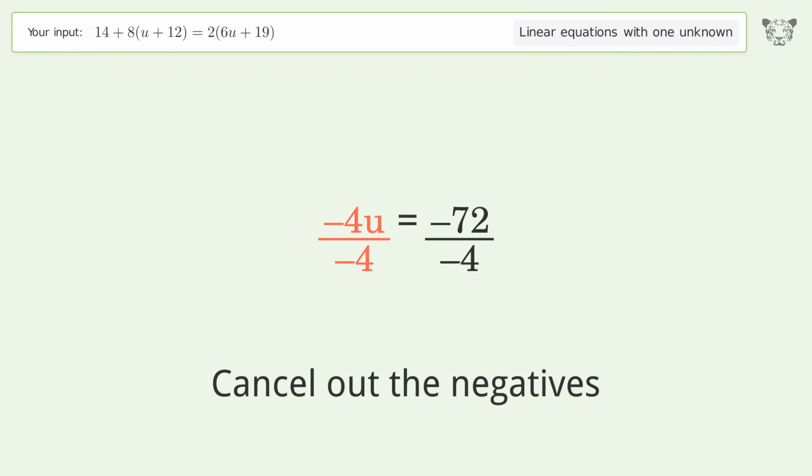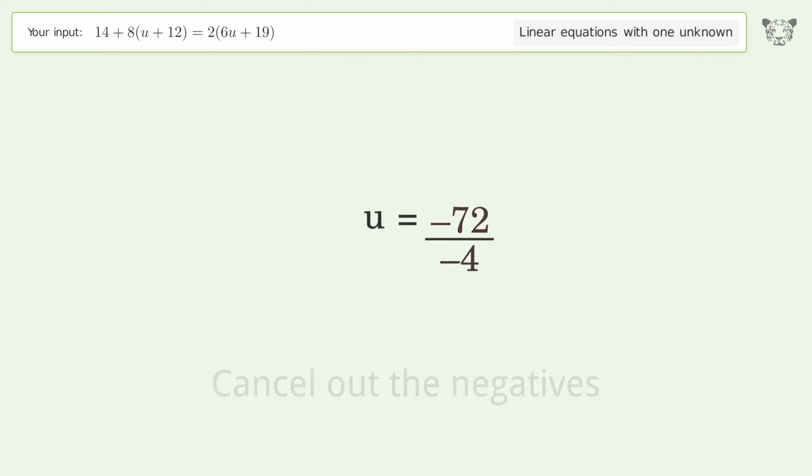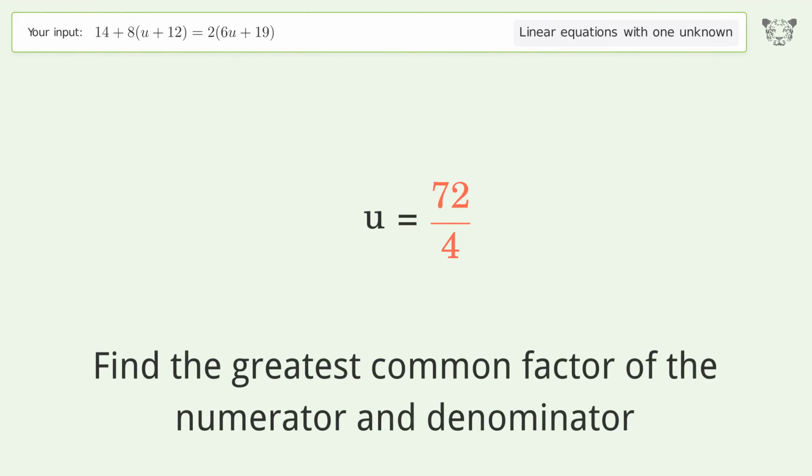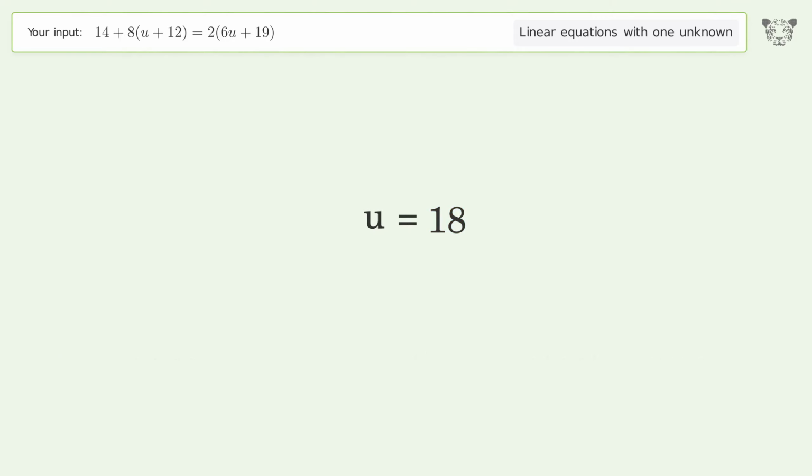Cancel out the negatives. Simplify the fraction. Cancel out the negatives. Find the greatest common factor of the numerator and denominator. Factor out and cancel the greatest common factor. And so the final result is u equals 18.